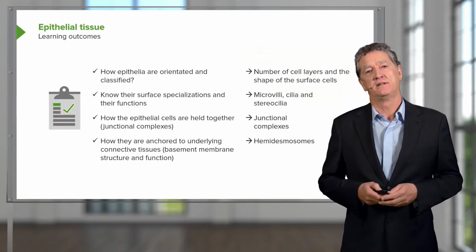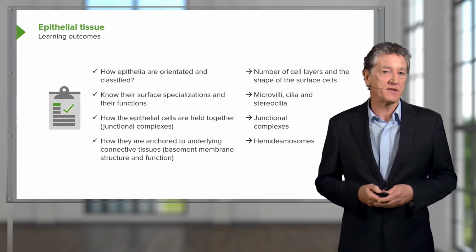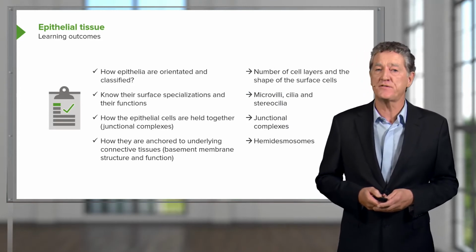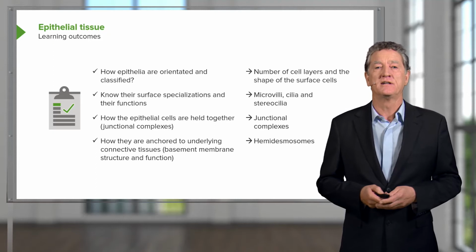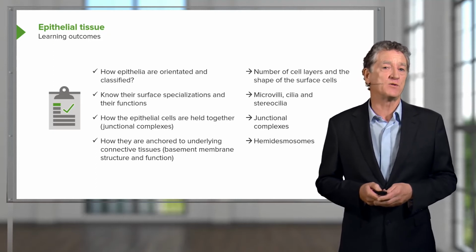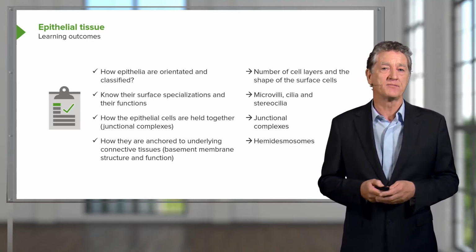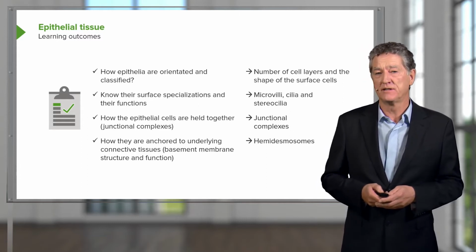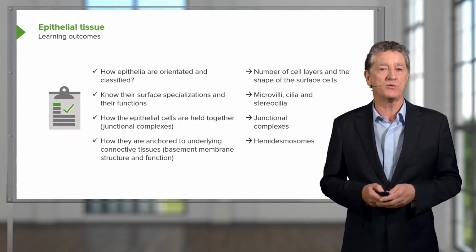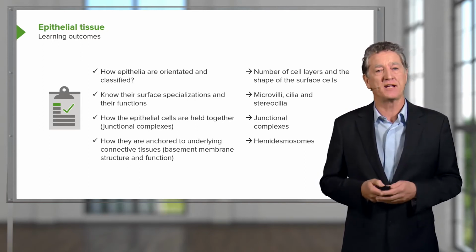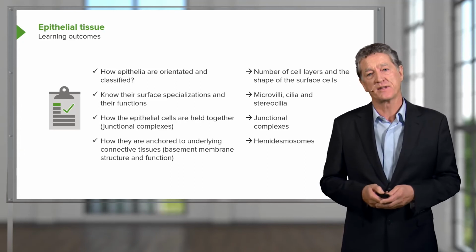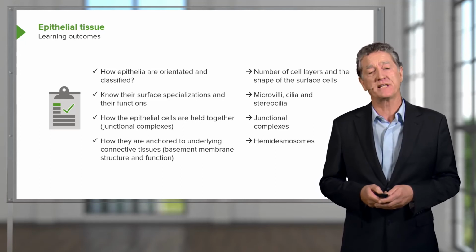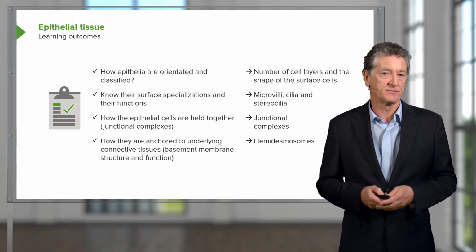So in summary, it's important you know how we name epithelia. It's important you know the certain specialisations on the surface of some epithelial cells, the sorts of ways in which cells are held together in epithelia, and the way in which they're anchored by the underlying basement membrane. It's important you understand also that the anchoring of the epithelium into the underlying connective tissue is done by desmosomes, similar to macula adherens, but they're called hemidesmosomes.